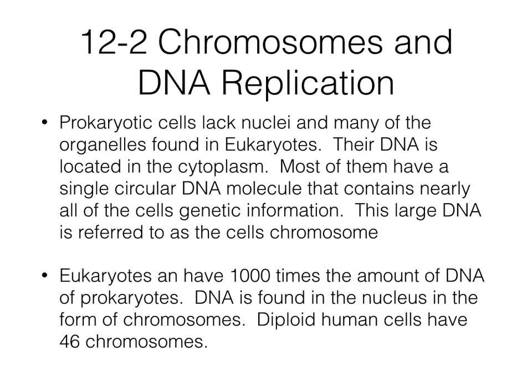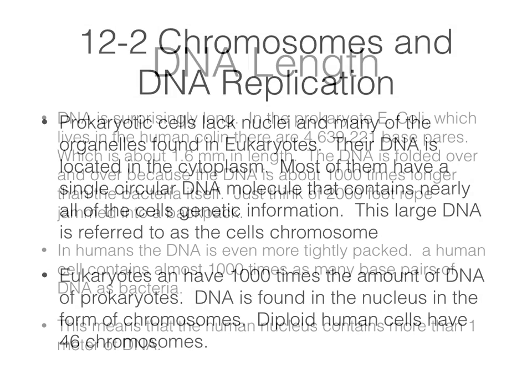Now, eukaryotic cells, in difference, are going to have 1,000 times the amount of DNA, and it's found in the nucleus. And diploid human cells have 46 chromosomes. So we, as eukaryotes, have more DNA, and prokaryotes don't have a nucleus. They don't have membrane-bound organelles. So because of that lack of membrane-bound organelles, they do not have a nucleus. So prokaryotes would be things like bacteria. Eukaryotes would be things like plants, animals, fungus.